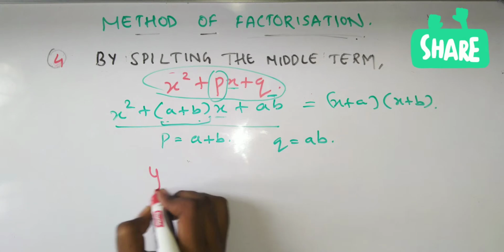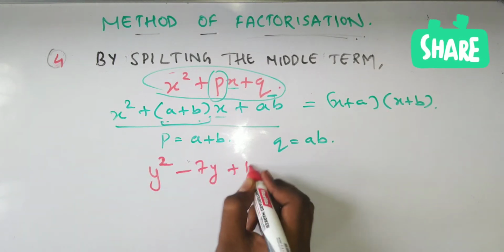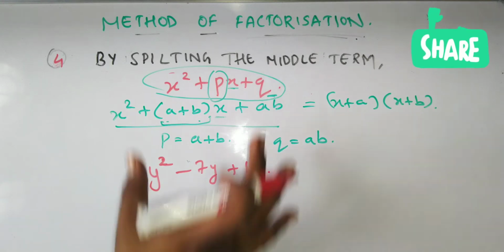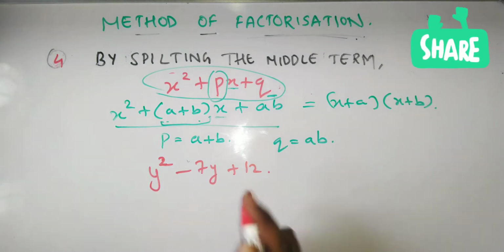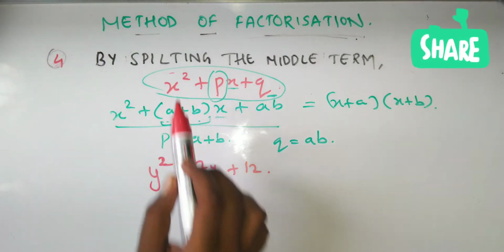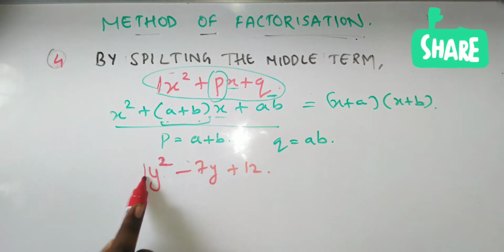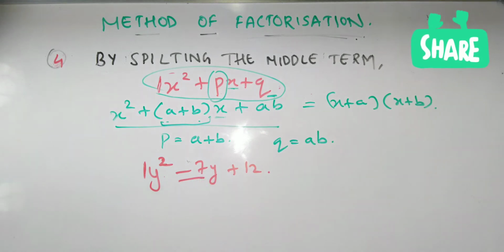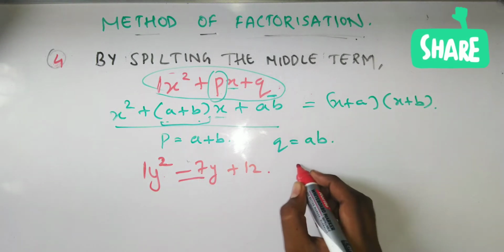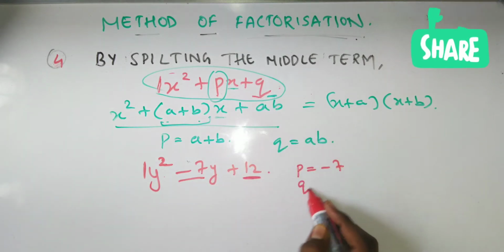Now if I take one example, x square minus 7x plus 12. Now compare this equation with this. If it is in this form, then you proceed with this method. Okay, now see here, x square, the coefficient is 1, this is also coefficient 1. Now instead of p they have minus 7. So p is nothing but minus 7. What is q here? Q is 12.